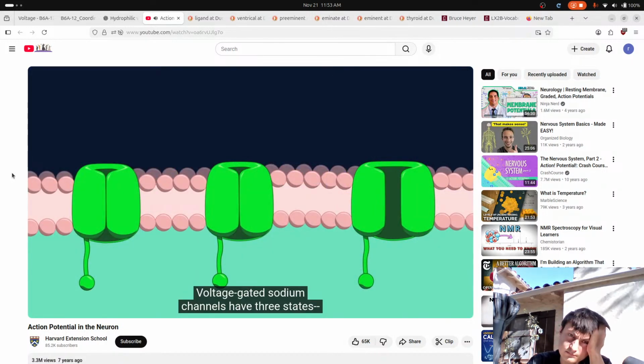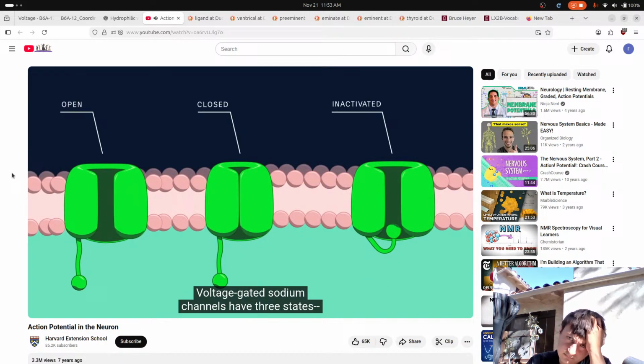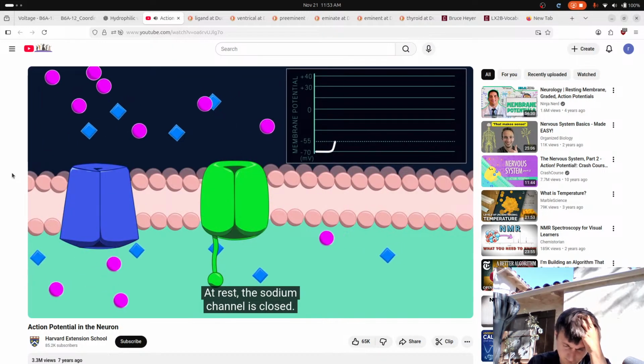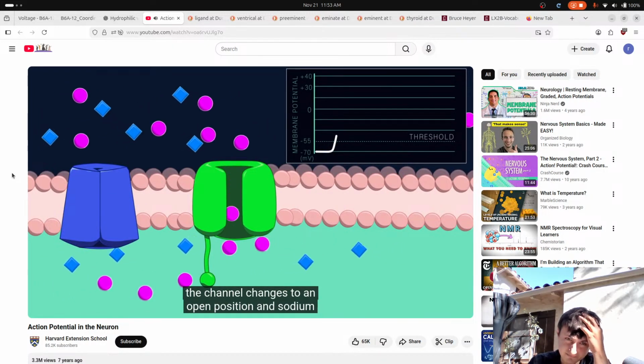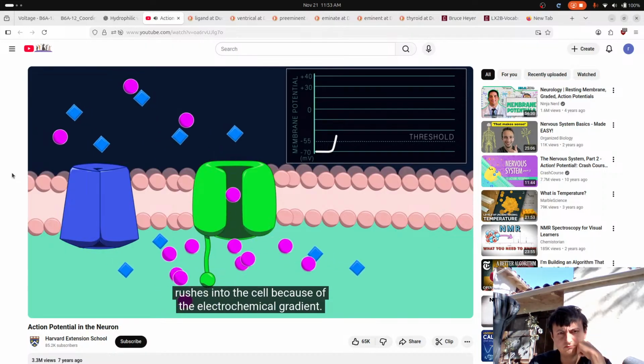Voltage-gated sodium channels have 3 states: open, closed, and inactivated. At rest, the sodium channel is closed. Once the cell membrane reaches the threshold voltage, the channel changes to an open position, and sodium rushes into the cell because of the electrochemical gradient.